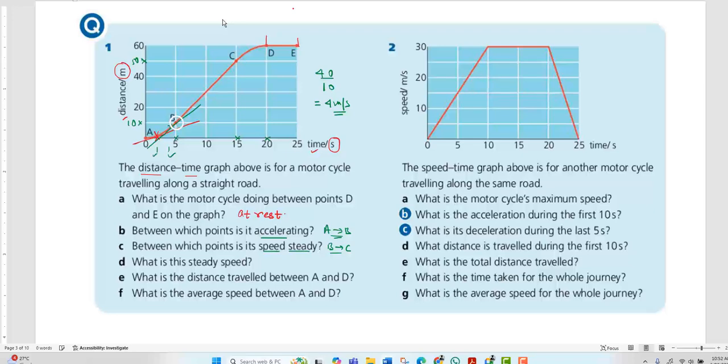Corresponding to B, the position is 10, and corresponding to C, the position is 50. So from B to C, the distance traveled is 40, and for the corresponding time, B is at 5 and C is at 15 seconds. So the difference is 10. So it is 4 meters per second.